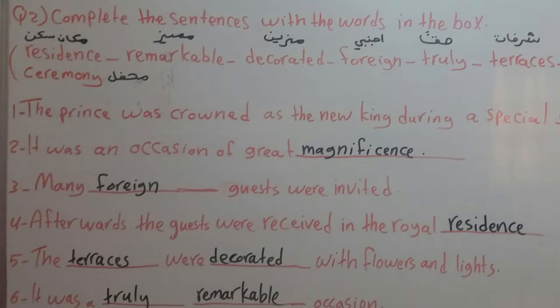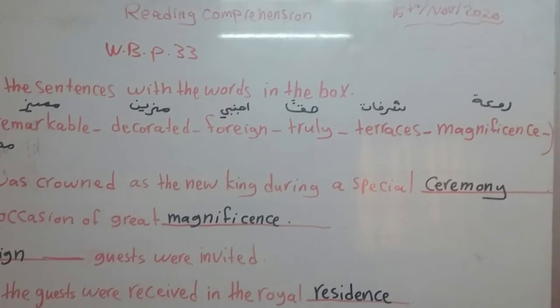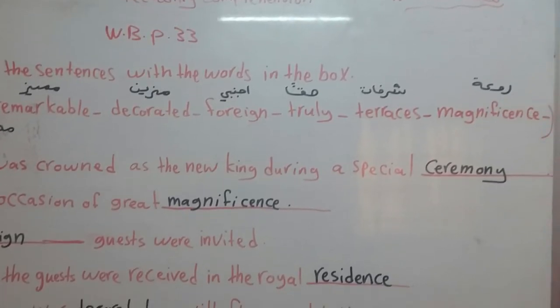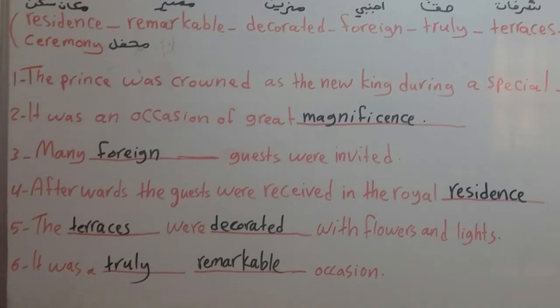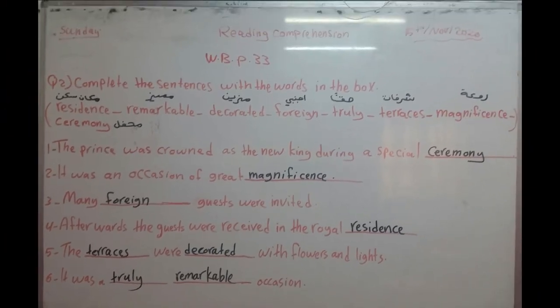Number 4. Afterwards, the guests were received, استقبلوا, in the royal residence, مكان السكن. Number 5. The terraces, اللي هي البالكونيز, were decorated, مزينة, with flowers and lights. And number 6. It was a truly, حقا, remarkable, معناها special, مميز, occasion. It was a truly remarkable occasion.